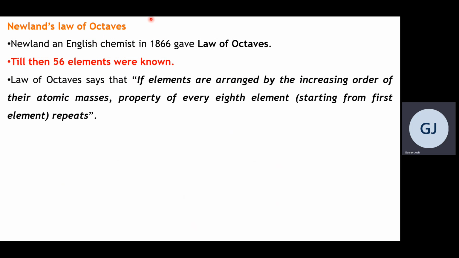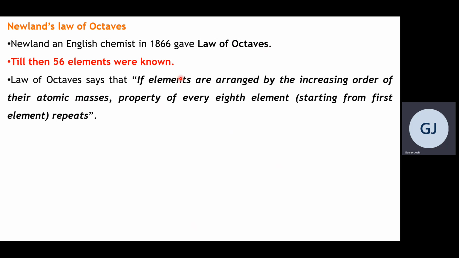Then came Newlands' law of octaves, right? Newlands gave a law which is called the law of octaves. He gave it in 1866, and till his time 56 elements were known. Octave means 8. When we look at the word octave, octa means 8. So the law of octaves was dealing with the number 8. What he said is that if the elements are arranged in increasing order of their atomic masses, again emphasizing the atomic masses, right?